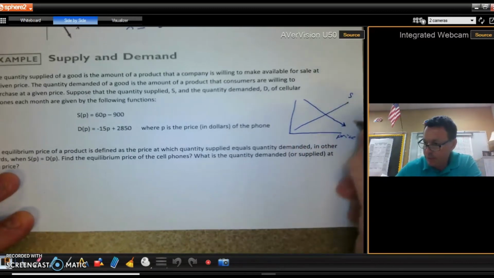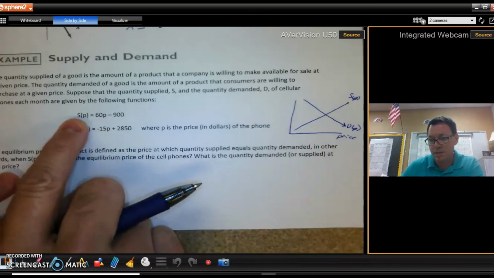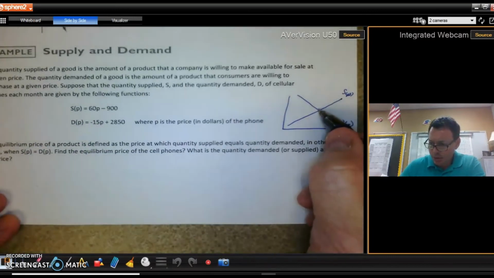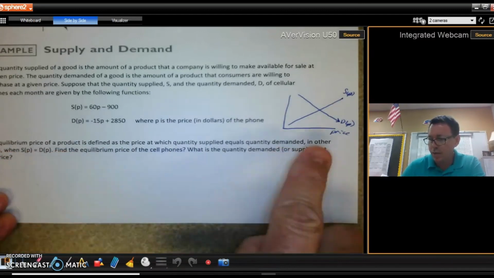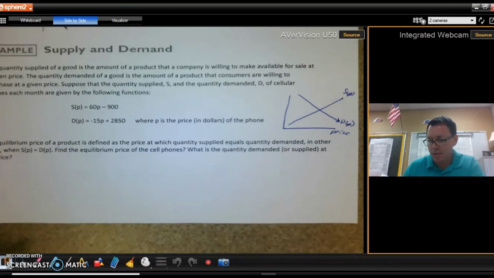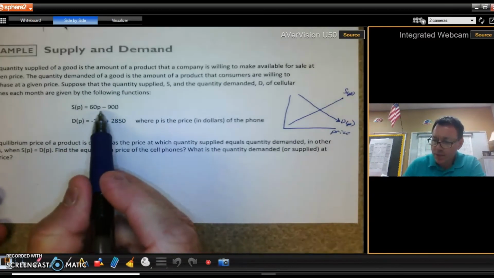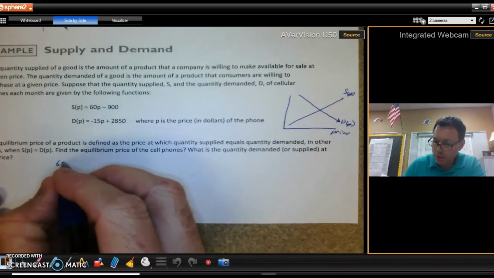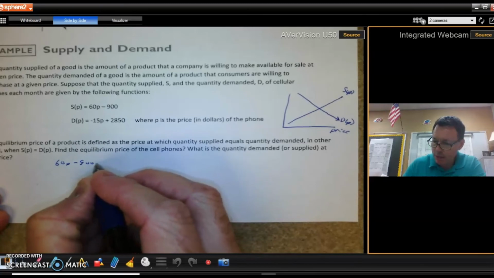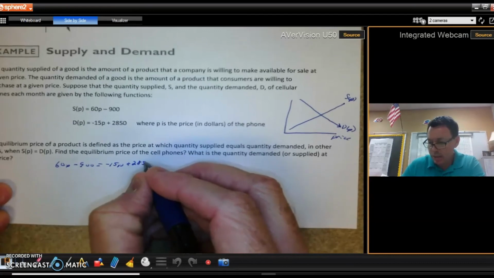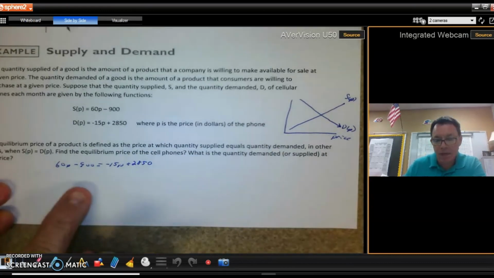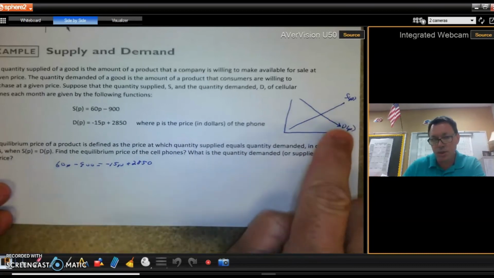So this is supply, S of P. And then this is D of P. So the demand based on the price and the supply based on the price. And those two are going to cross at some point. So the equilibrium price of a product is where these two lines hit each other. Okay, so where are they equal? Well, if we simply take these two functions, so 60p minus 900, and set it equal to negative 15p plus 2,850, and solve that, we'll find the price at which these two things equal each other.